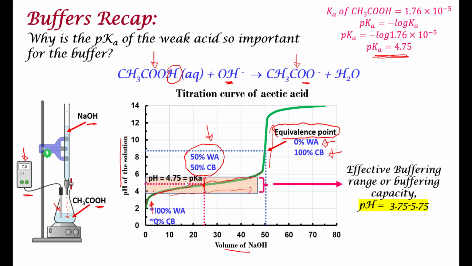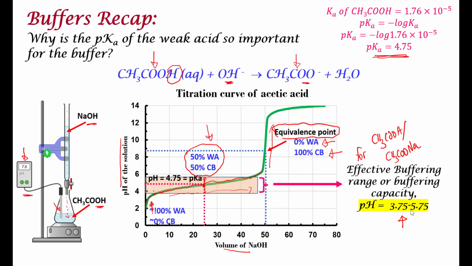So this is the reason why the pKa of the weak acid is very important, because right around when your pH is exactly equal to pKa, you have a pretty good buffering capacity where you have 50% weak acid, 50% conjugate base. And as long as you're within 1 unit of pH around that pKa value, you're going to have pretty good buffering. So that's why this range, 3.75 to 5.75, is called the effective buffering range or buffering capacity for the acetic acid, sodium acetate buffer. If you are going to prepare a buffer containing acetic acid and sodium acetate, then that buffer is going to be pretty effective in the range of 3.75 to 5.75. Okay, so that's why this pKa is pretty important.